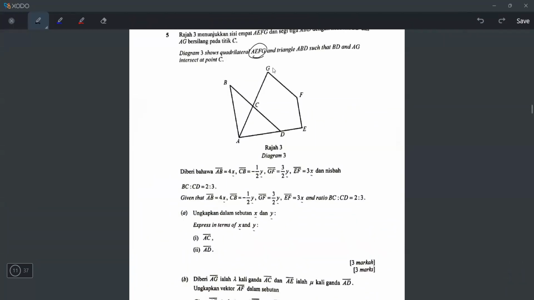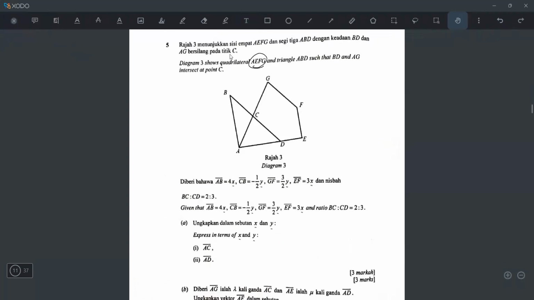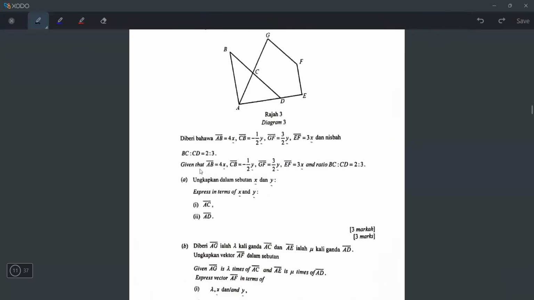Diagram 3 shows quadrilateral AEFG. Okay, let's check and see. AEFG, all right. And triangle ABD, okay. BD and AG intersect at C. So far, nothing important here.